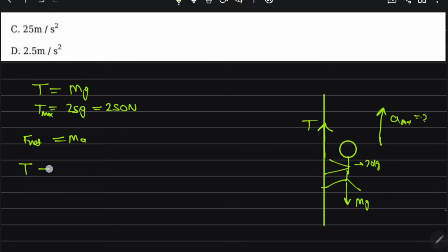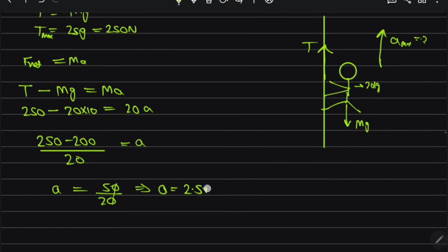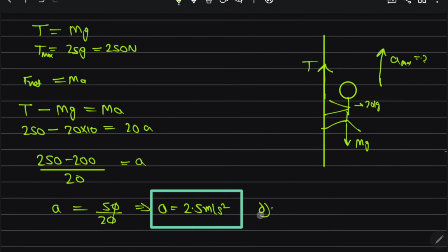So T minus mg is equal to ma. T we have already found, that is 250. Mass of this man is 20, into 10, that is equal to 20 a. So 250 minus 200 divided by 20 is equal to a. So a comes out to be 50 by 20, which is 2.5 meter per second square. So option D is correct.